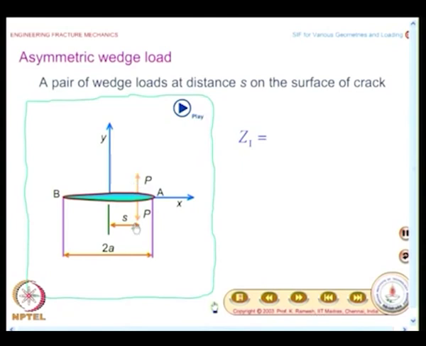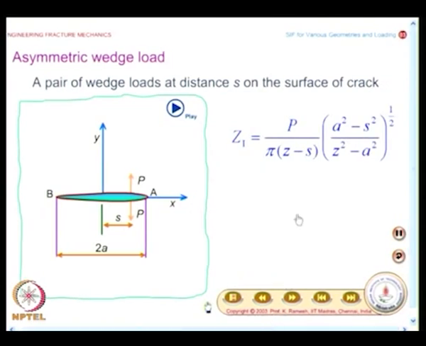I have loading at a distance s from the center. So, obviously, the crack tip A will experience a higher stress intensity factor and crack tip B will experience a lower stress intensity factor. In fact, even this stress function was provided by Westergaard in his original paper, and you have the stress function given as P divided by pi into z minus s, multiplied by a squared minus s squared, divided by z squared minus a squared, whole power half.